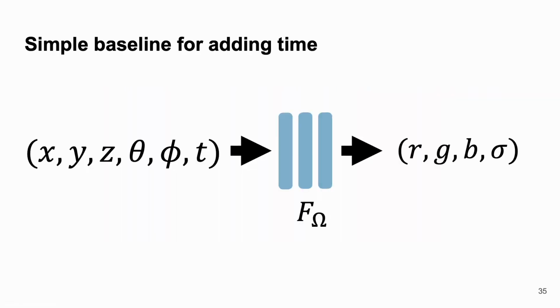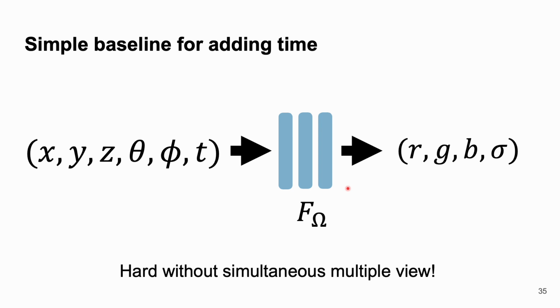So a simple solution is to add a time dimension on top of the original NeRF input and expect a neural network to estimate the time-variant colors and densities. However, since the problem is super under-constrained and it usually requires simultaneous multiple viewpoints in the camera rig, it is very challenging to directly apply this kind of format to the original vanilla NeRF.